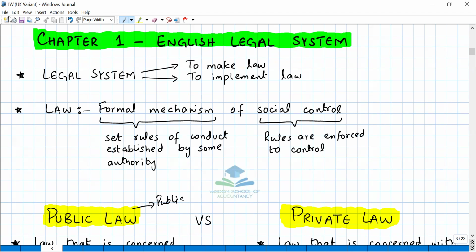Formal mechanism means that there is a formal authority that has set down some rules and regulations of social control. Those rules and regulations are set to enforce people's behavior in a certain way. So that is a law. A law is basically rules, regulations and principles that tell society how to behave, and those rules are enforced on society. So the job of the legal system of any country is to make the law and then to implement the law.